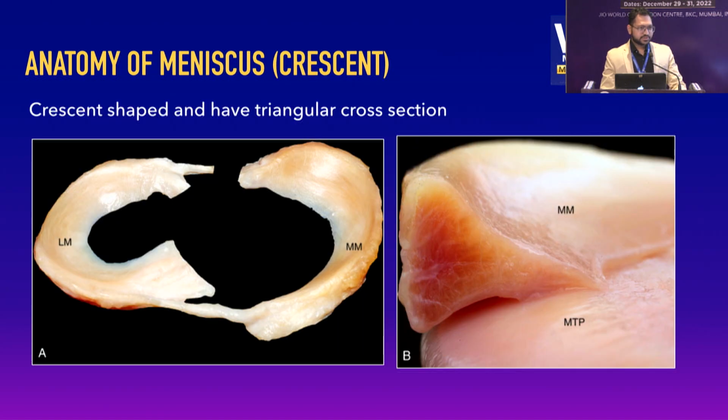First I will start with the anatomy part. Meniscus is a word originated from the word crescent. So meniscus is crescent shaped and on transverse, cross section it is triangular. The posterior horn of the medial meniscus is broader as compared to the anterior horn, while in case of lateral meniscus, the anterior horn and the posterior horn are both almost of the same width.